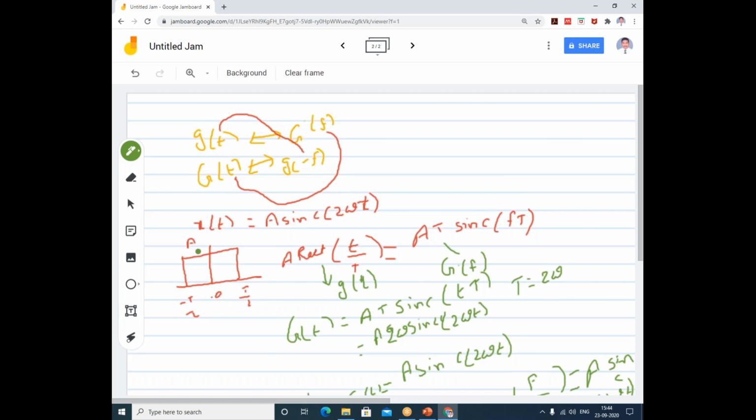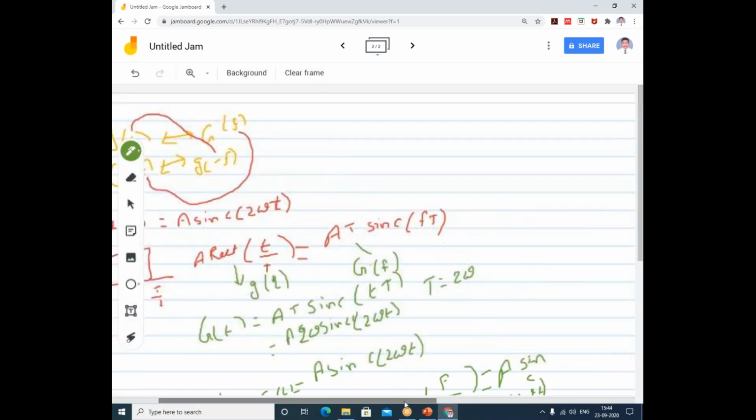We have a rectangular pulse of amplitude A and time period T, which you can write as A rect(t/T). This is what my small g of t is. When you take the Fourier transform of this, you will get AT sinc(fT). Observe carefully here: small g of t is A rect(t/T), capital G of f is AT sinc(fT).